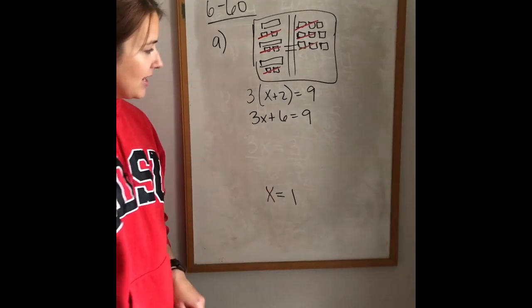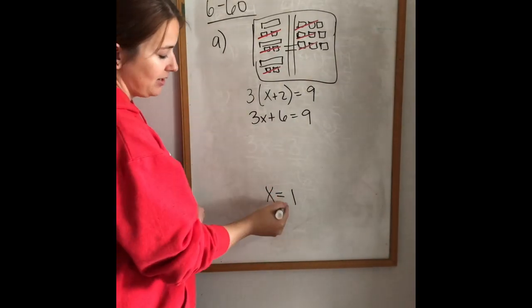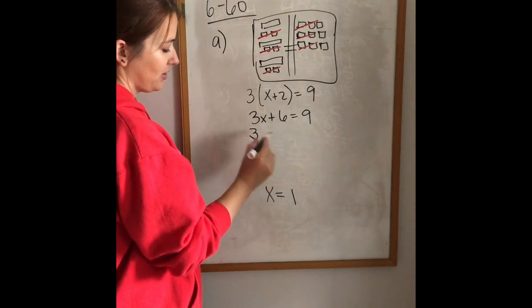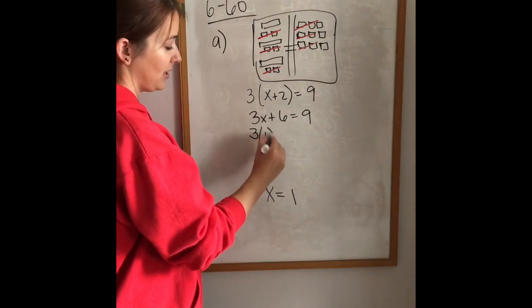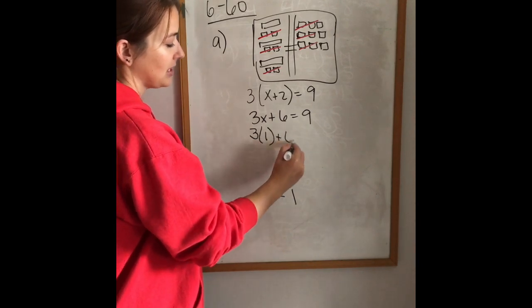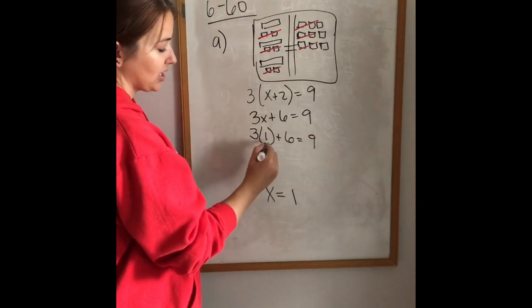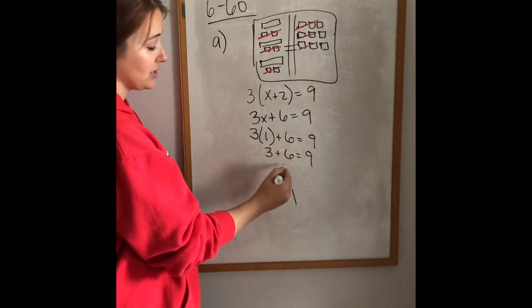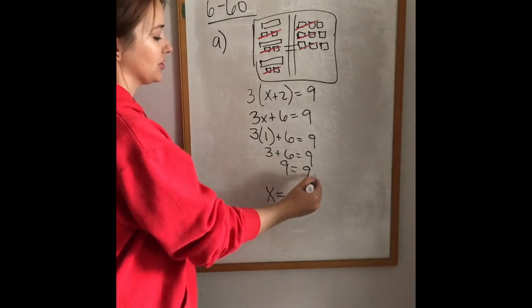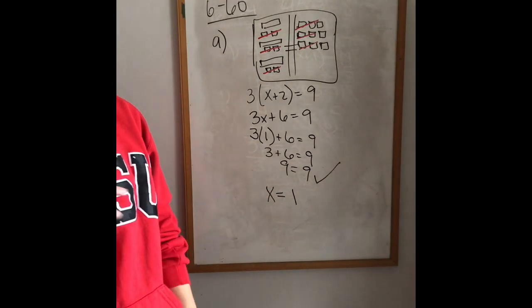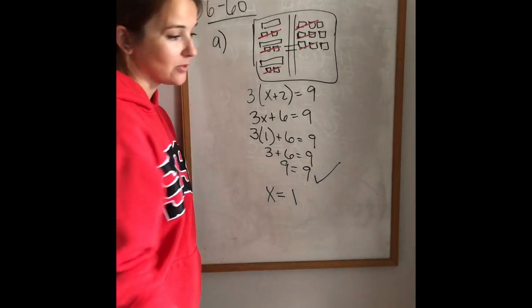We are going to plug x equals 1 back into our original equation. So let's do that. 3 times 1, whoa, those are supposed to be parentheses, plus 6 equals 9. 3 times 1 is 3, plus 6 equals 9. 3 plus 6 is 9. 9 equals 9. Chen's sister is wrong. Chen's right. x equals 1 is the solution.